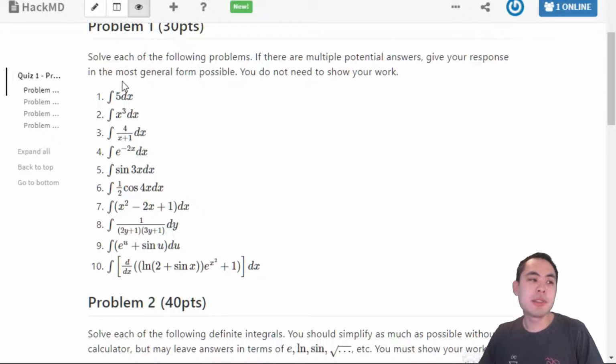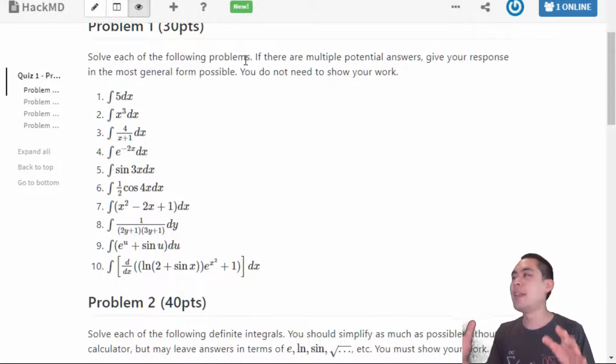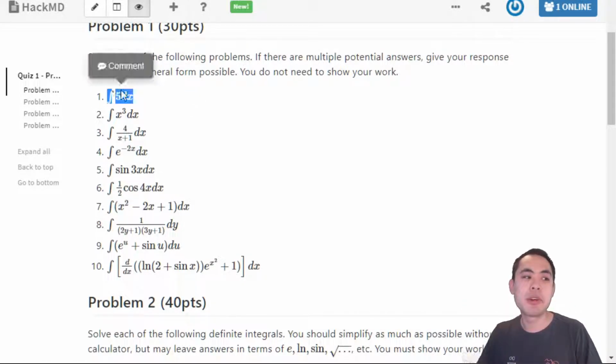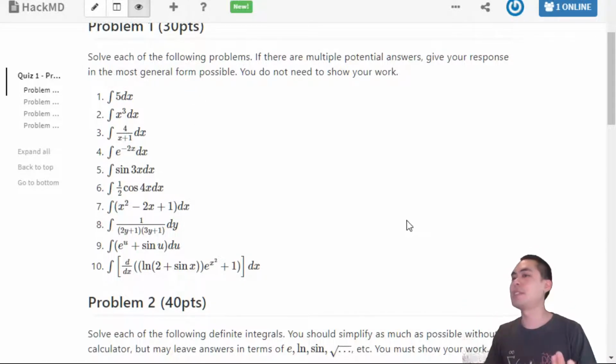Problem one is going to be a series of 10 super fast integration problems. Ideally, for most of these problems you should be able to look at them and almost immediately know the answer, because all you're doing is applying some formula. For example, the integral of 5 dx is just 5x plus c. And that should be immediate.